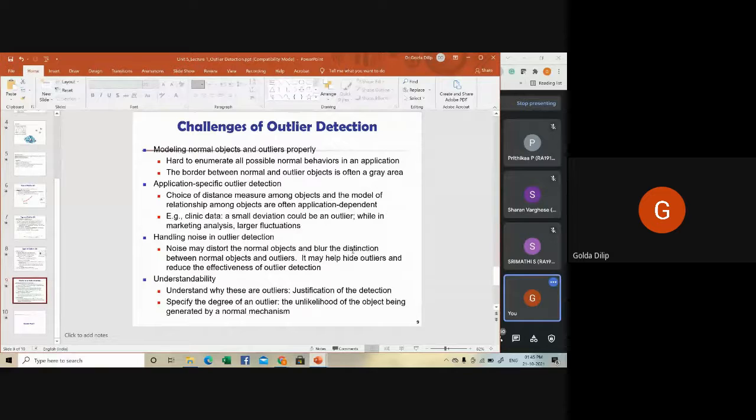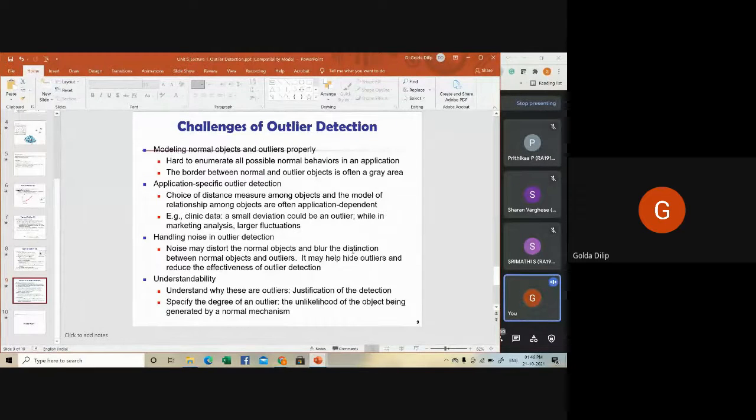Many a times it is very difficult to enumerate all the possible normal behavior for a particular application. And many a times the border point between a normal and an outlier may not be a clear cut one. So it's something which is a little bit difficult to deal with.